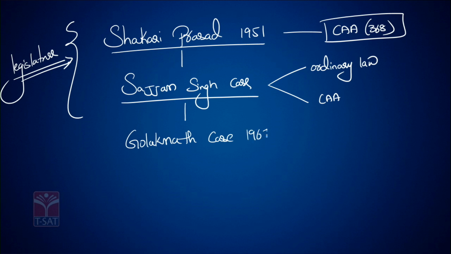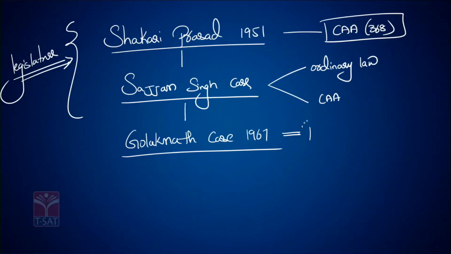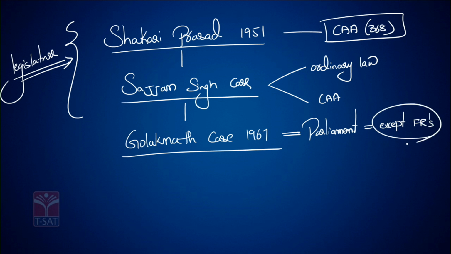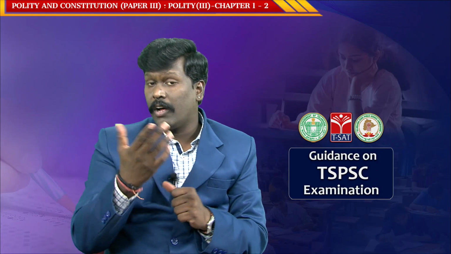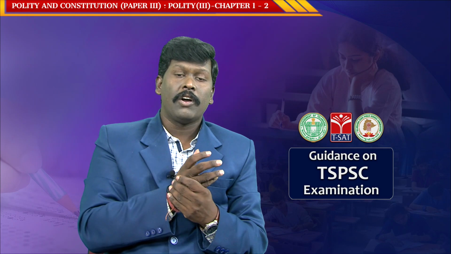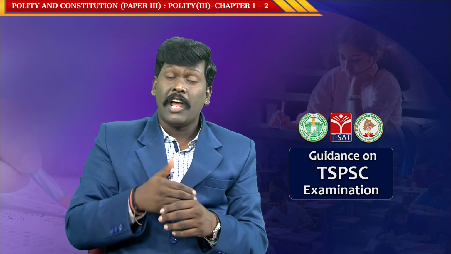In the next case, the Golaknath case of 1967, Supreme Court said Parliament can amend the entire constitution except fundamental rights. Parliament cannot amend the fundamental rights. Parliament does not have the authority to amend the fundamental rights, because Article 368 only talks about the procedure, not the authority of the parliament.